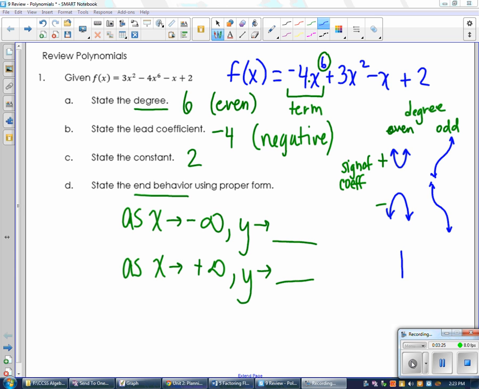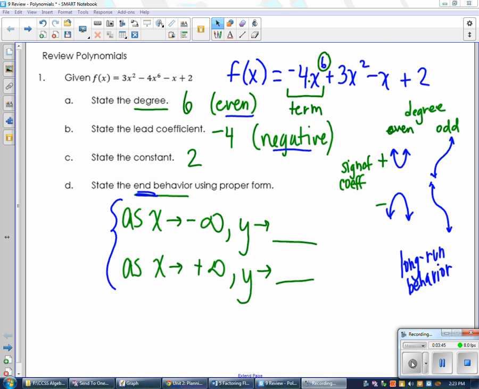So these graphs are what I would call long-run behavior, what the graph would look like from very far away. The end behavior is described by these statements. And so if I know that I'm dealing with an even degree that has a negative leading coefficient, then I'm thinking about this graph. Both ends are pointing down. On the left-hand side, the graph is going down to negative infinity, and on the right-hand side, the graph is going down to negative infinity.